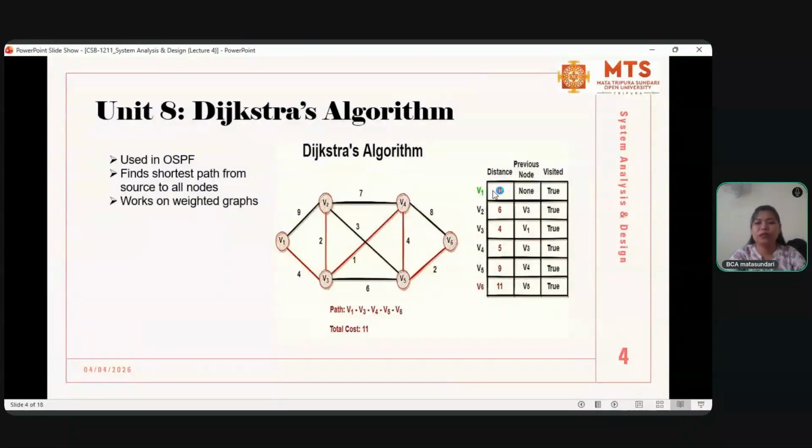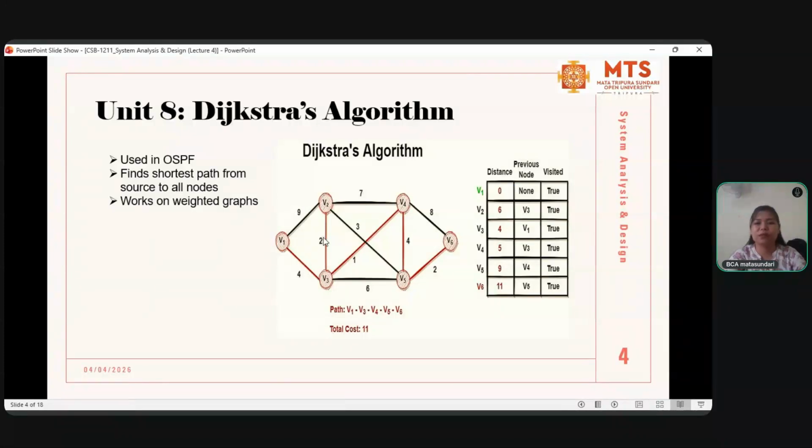Now from V1, distance is 0. V1 to V1, distance is 0, previous node is none, visited true. We started from V1, so it's true. V1 to V2, how will we reach? First we'll measure V1 to V2. Here it's 9, but here it's 4. Again from V3 to V2, it's 6. So still less than 9. So we'll choose the lesser one.